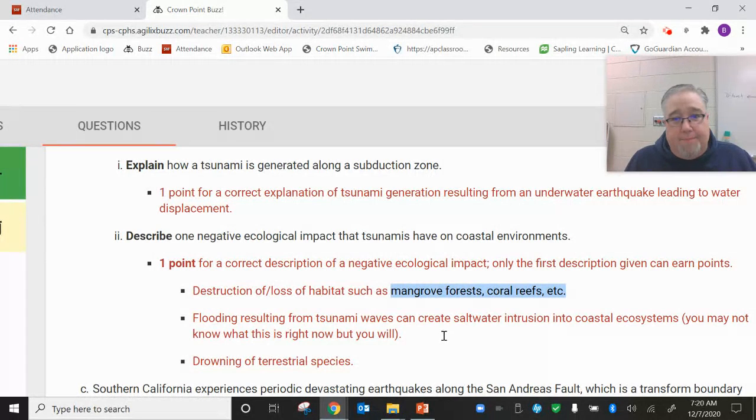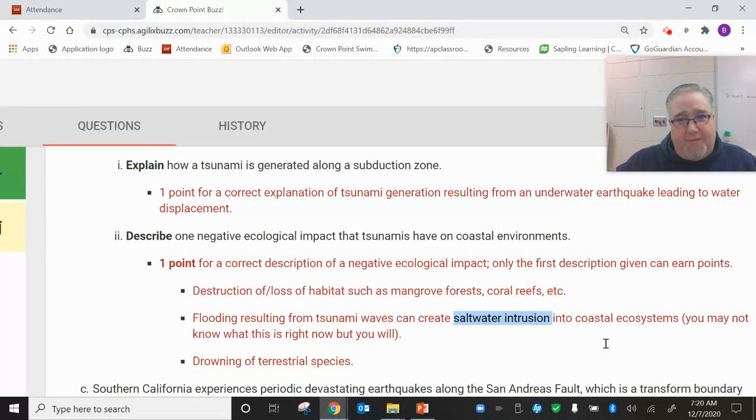You can probably also say this, something we haven't talked about yet: it's called saltwater intrusion. What that basically is, when you have a tidal wave, it happens in the ocean, so it forces salt water up onto land.